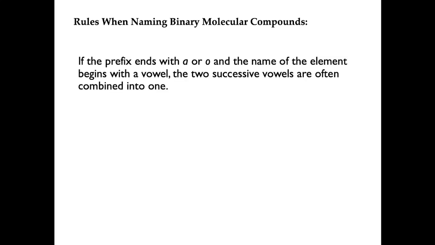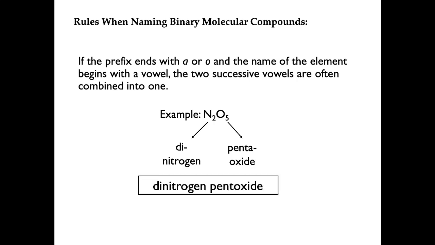One more thing to note is that if the prefix ends with an A or an O, and the name of the element begins with a vowel, the two vowels are combined into one. So usually you just drop the vowel off of the prefix. For example, N2O5. We'd need a di on our nitrogen, because there's two, and we'd need the prefix penta on oxide, because there's 5. However, penta and oxide, those are two vowels together. So you're just going to drop the A off of penta and make it dinitrogen pentoxide.